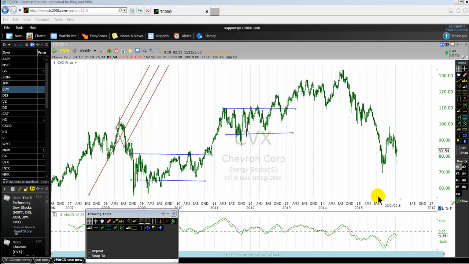Tips and tricks for trading the Andrews Pitchfork tool.